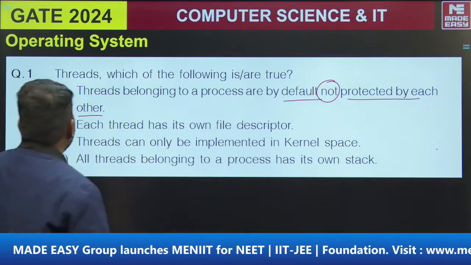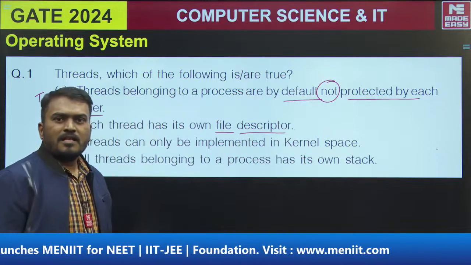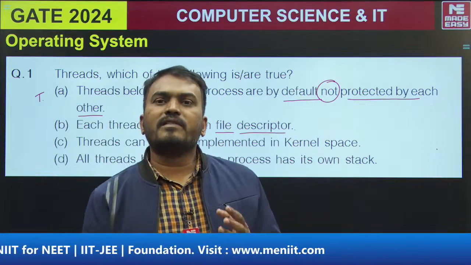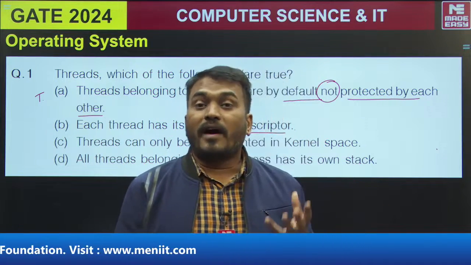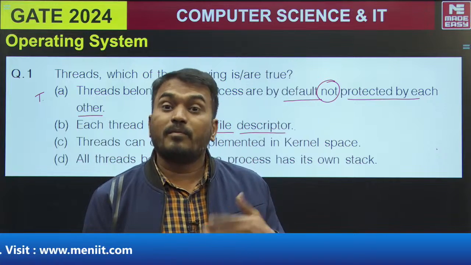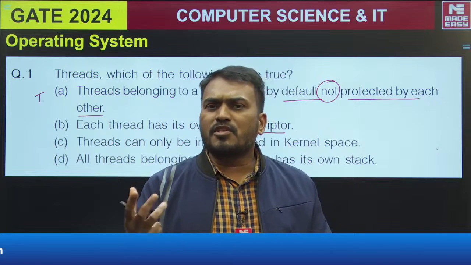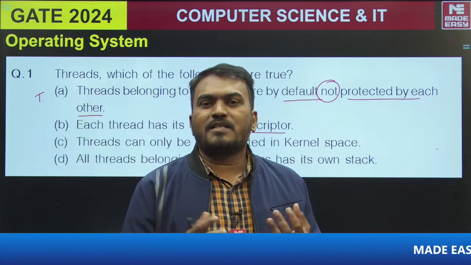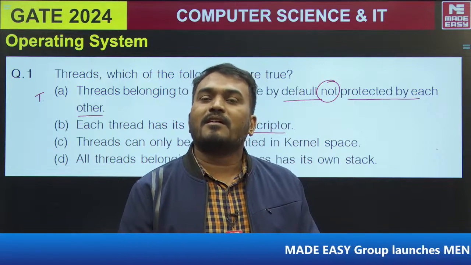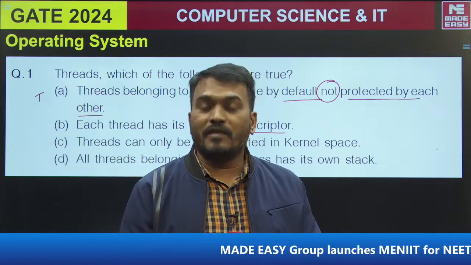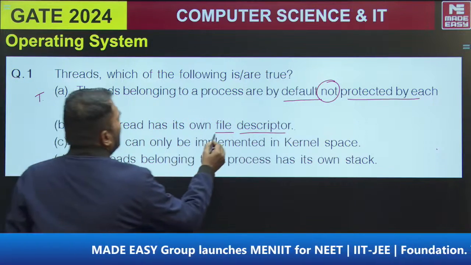The next option says each thread has its own file descriptor. Please observe this. Generally when we discuss threads, if we have any global variable, that is generally shared. Files are generally shared, and memory is shared. These are the various attributes that are shared among the threads: files, any global variable, memory, heap segment. So generally we say files are shared.